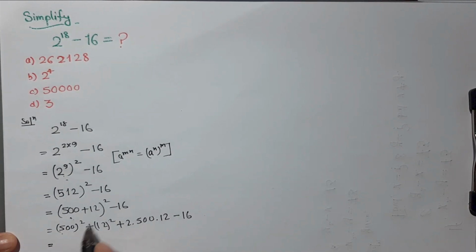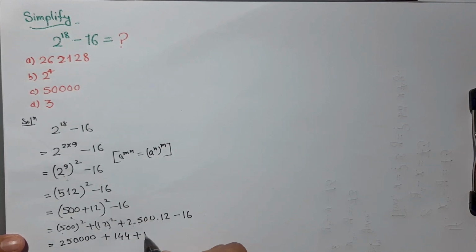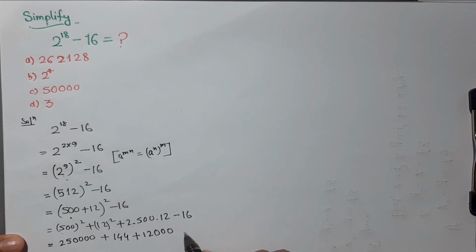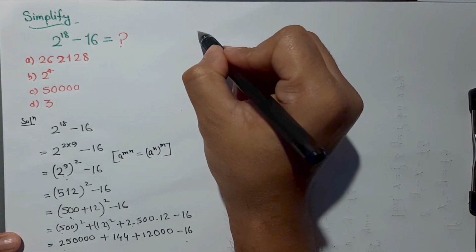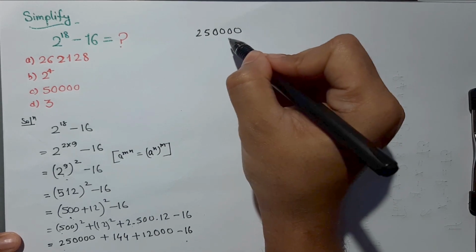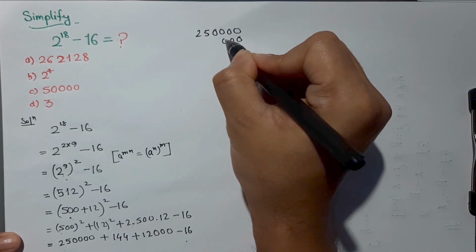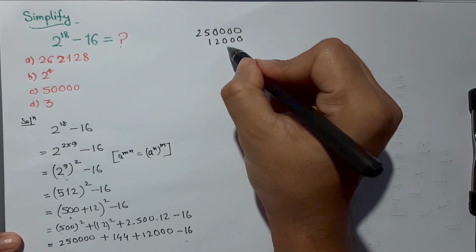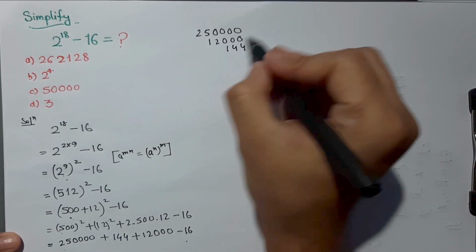Now 500 square is 250000, plus 12 square is 144, plus this one we can write as 2 fives are 10, it will be 12000, minus 16. Now let's add all of these here, next 144, we have to add these all.